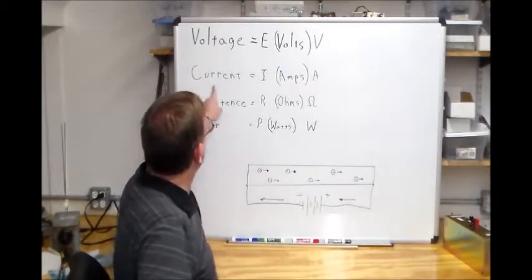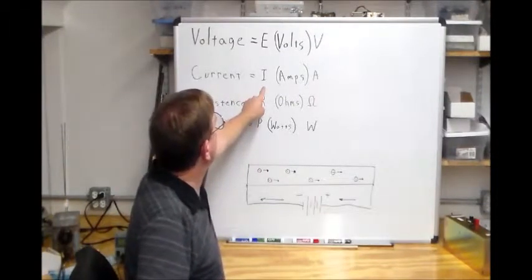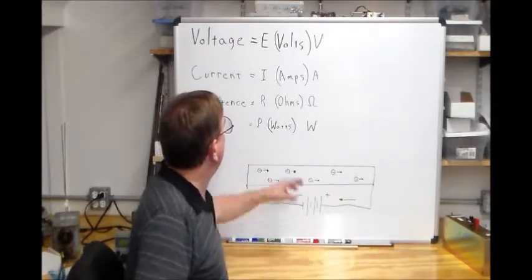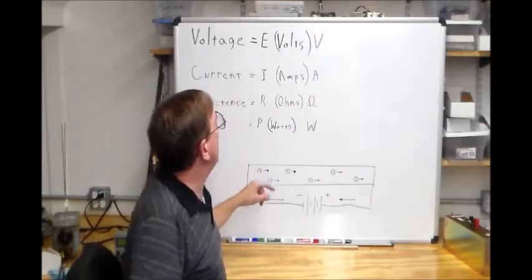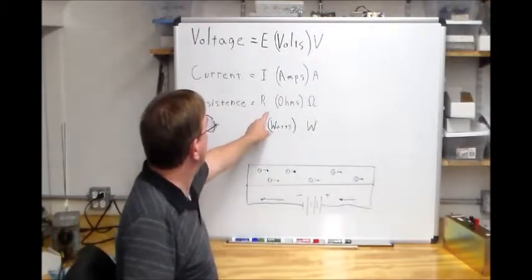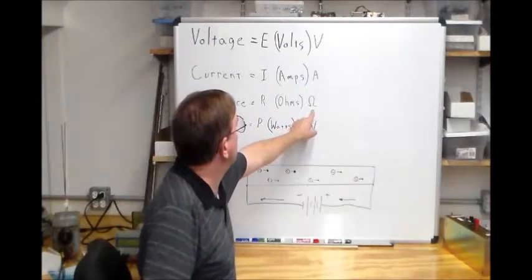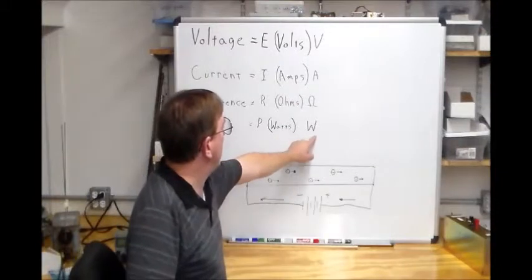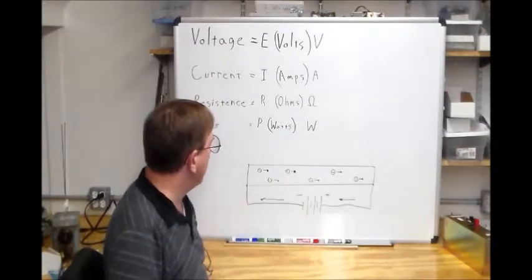So current, the symbol is I. Once again, Europeans, the French, intensity. And its unit is the amp, symbol A. Resistance, R, is in ohms. Power, P, is in watts, and its symbol is W.